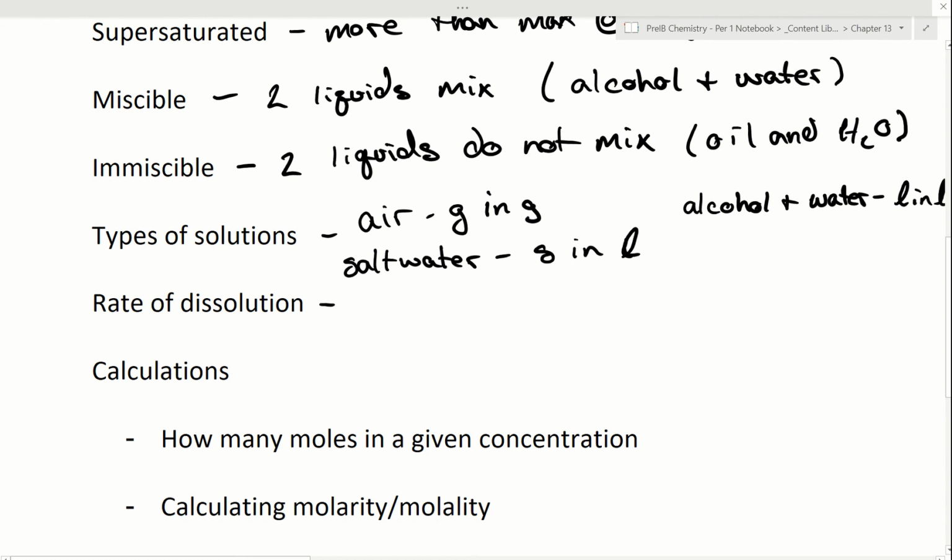Factors that affect rate of dissolution. The factors that affect those rates are going to be temperature. So as temp increases, things dissolve faster because of more collisions. Agitation, like stirring or shaking, also increases the rate of dissolution. And also particle size.